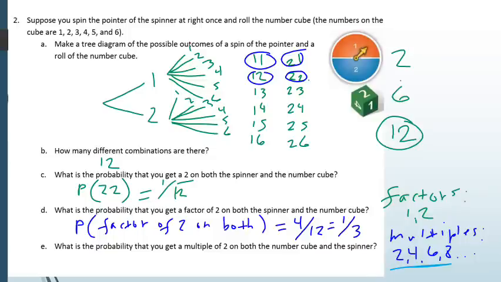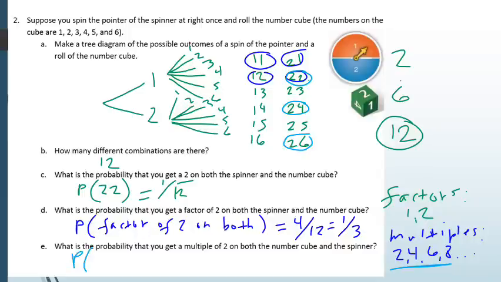So for example, 1 and 1, 1's not a multiple of 2. So anything with a 1 in the beginning, unfortunately, is not going to work for me. Then looking at this guy here, so 2 and a 1, well, 2 is a multiple of 2, but 1 is not. So 2,2 would work, 2,4, and we also have 2,6. Because I know that 4, for example, is a multiple of 2, and 6 is a multiple of 2.